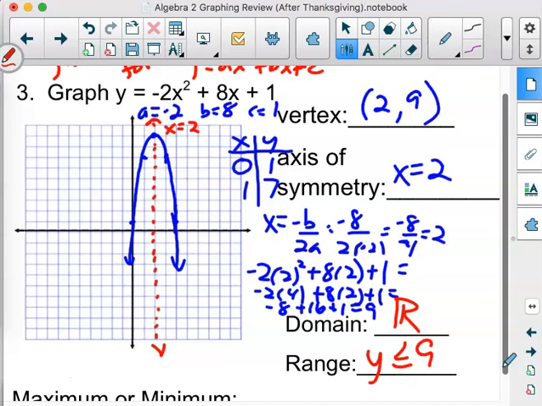So our blue is using 9, 8, 7, 6, 5, 4, 3, 2, 1 to graph it. It's never going to get up here to 10. It's not going to make its way there. So there's our domain and range.